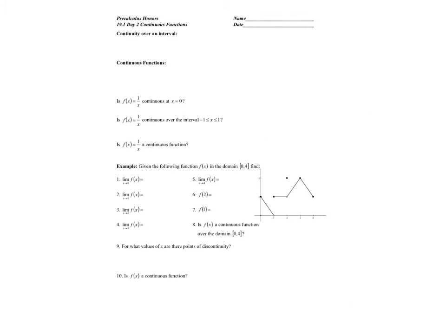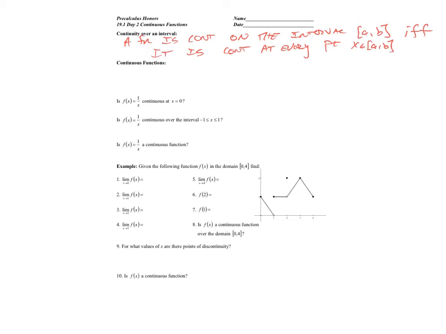Okay, a couple other important points. Continuity over an interval. Simply stated, a function is continuous on the interval a to b, and we'll make it a closed interval from a to b, if and only if, the IFF, if and only if, it is continuous at every point in the interval. So I'm going to say at every point x in the interval from a to b. Okay, so at all points in the interval. By the way, notice that includes the endpoints.